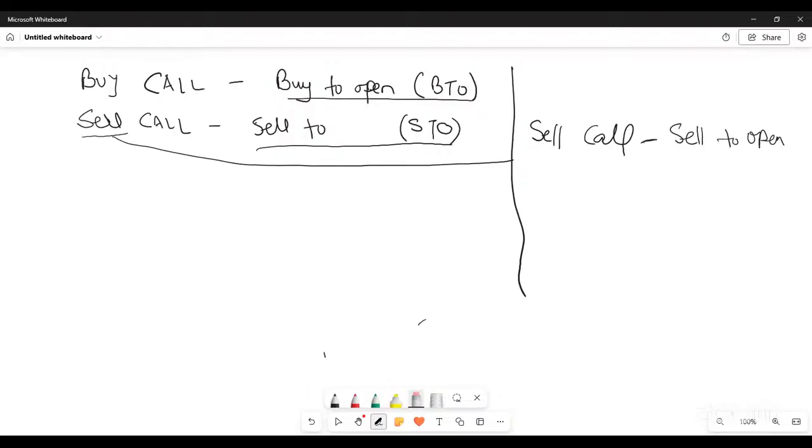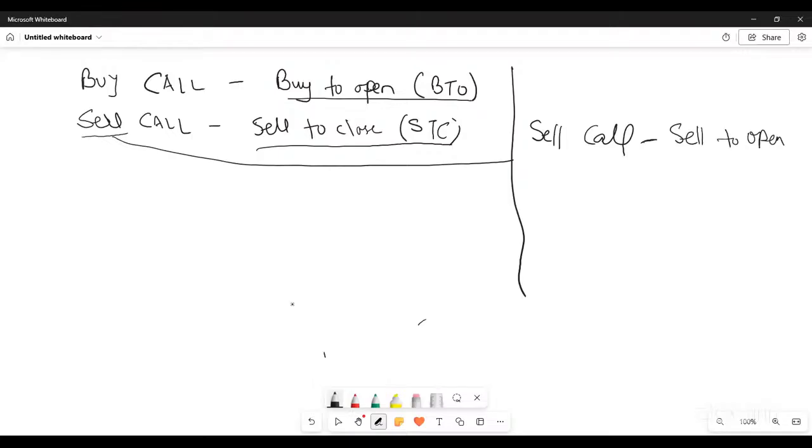Sell to close. Okay. But do we write that STC or do we write STO? STC. Okay, so I was right then. So it's confirmed now. I checked on Google. STC is that you are closing your position.